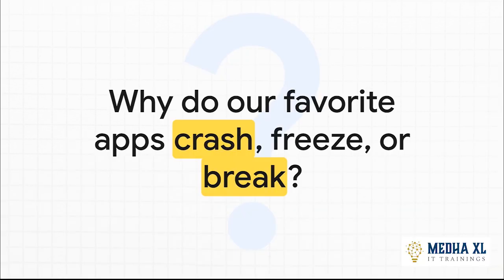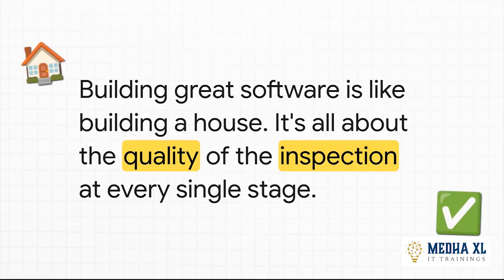So, let's start with a feeling we all know. You tap on an app, you're ready to go, and it just freezes. Or it crashes. Or even worse, it just disappears. It's so frustrating, right? Well, that frustration is exactly what we're going to unpack today. Because the reason that happens, or more importantly, why it doesn't happen, is all about a surprisingly complex system of quality control.